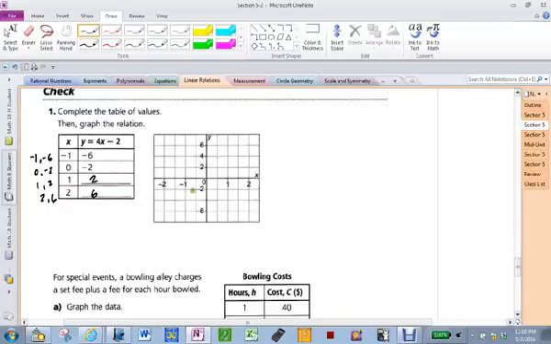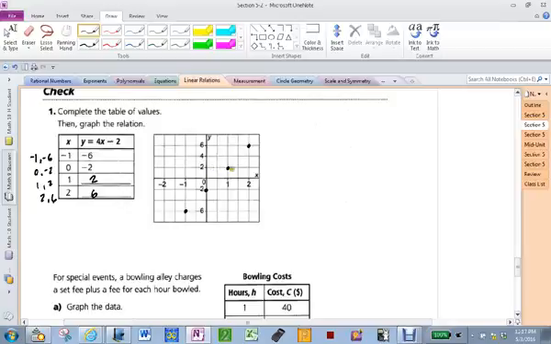Now we come over and graph it. -1, -6. 0, -2. 1, 2. 2, 6. Now, have you done it right? Yes. Do I stop now? Is this graph complete? No. I can see that it's linear.